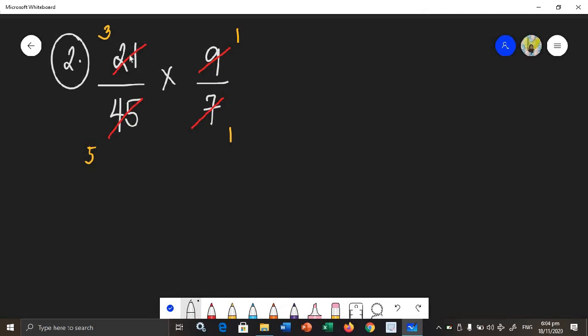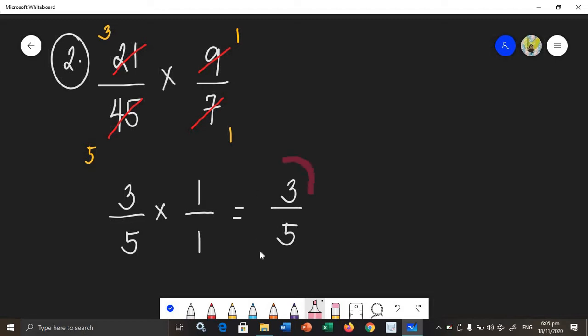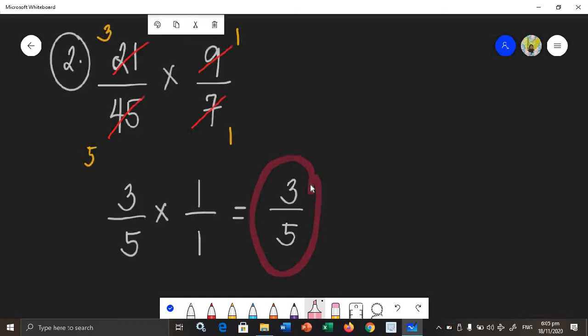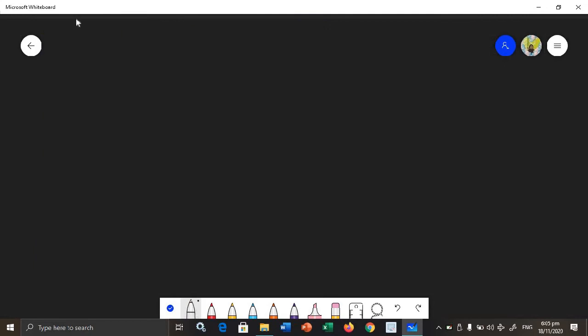After using the cancellation method, the remaining numbers are 3 over 5 times 1 over 1. Then multiply the numerators. Now we will have 3 times 1, that is 3. 5 times 1, that is 5. If I'm not mistaken, same product as example number 1. So the product here is 3 over 5 also. Yeah.